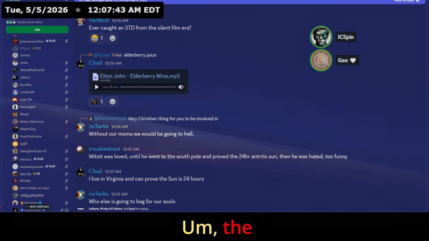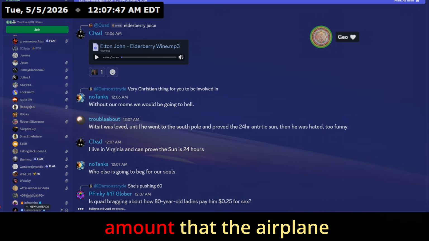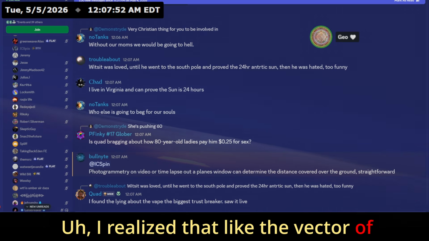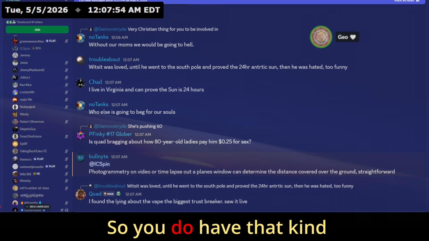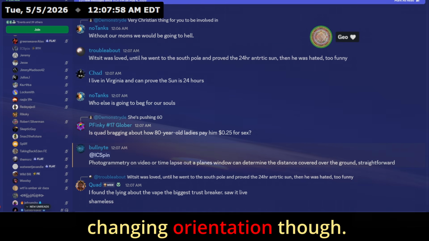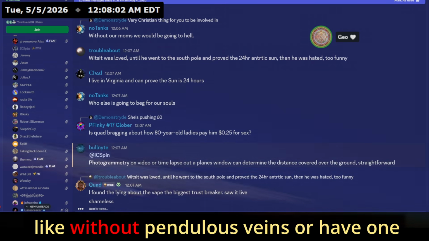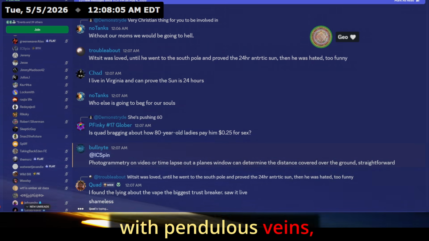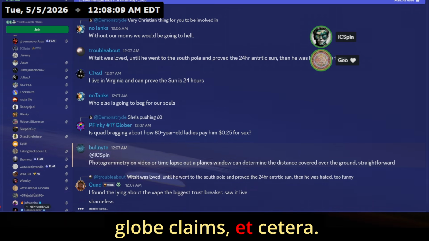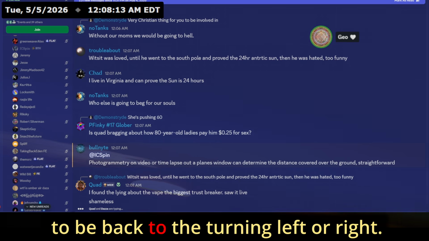All right, so the 8 inches per mile. Even if we go with all that, the amount that the airplane is technically tilting, I realize the vector of down on the globe would move with you. Nonetheless, you are actually changing orientation, and a gyroscope should be able to pick that up, which we've talked about doing, one with pendulous vanes and one without, to actually detect that, because that's what the globe claims. But to draw a distinction, the second part was going to be back to the turning left or right.